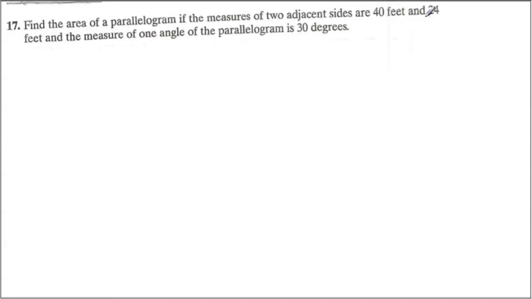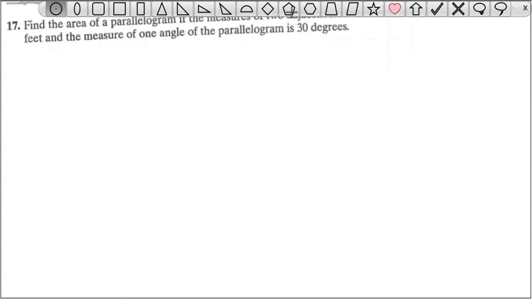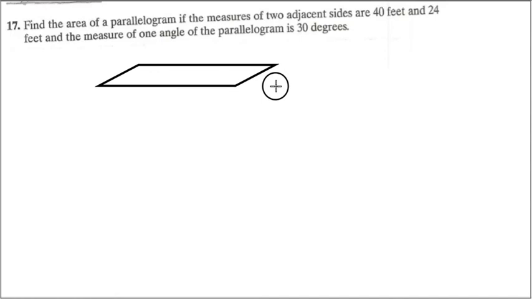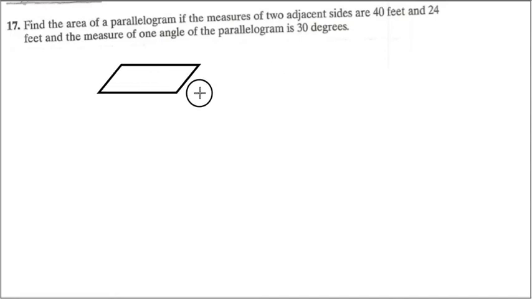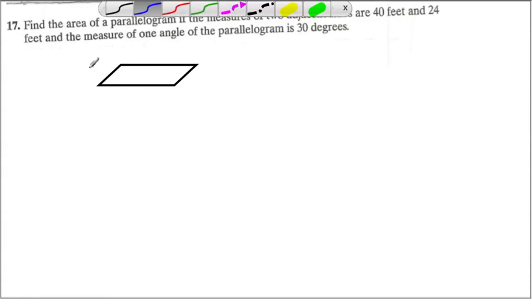And then the measure of one angle is 30 degrees. So in fact, if I were to draw one picture, this is kind of the picture which you can look at. One side is 24, the other side is 40, and the measure of the angle is 30 degrees right over here. How do you find the area?